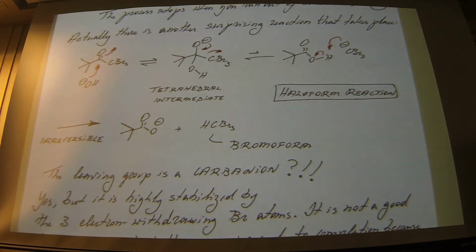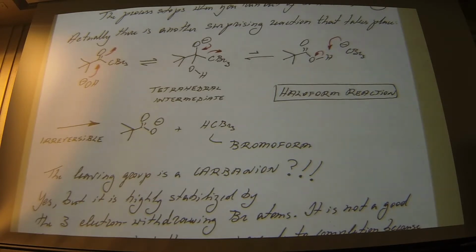And so carbanions typically are extremely strong bases. They are not leaving groups under any sense. Why would this one be different? Why would that particular carbanion be able to function as a leaving group? I mean, normally you don't see that, right?